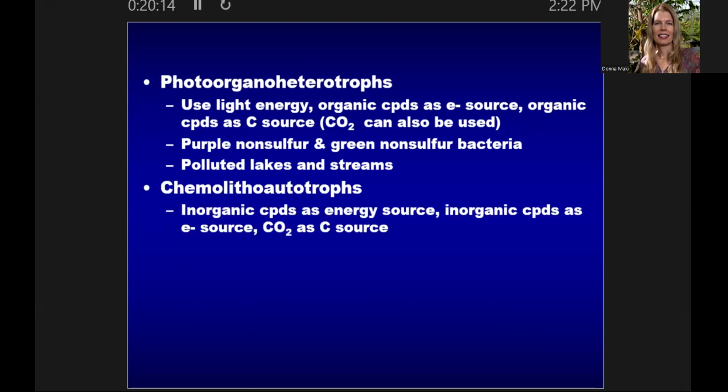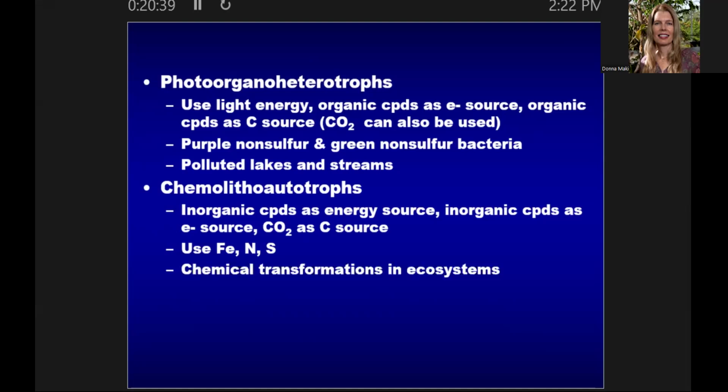And then chemolithoautotrophs: chemicals for their energy, inorganic for their electrons, and then auto means they can take in CO2. A lot of chemolithoautotrophs also love to strip electrons off of iron, nitrogen, sulfur. Those are favorites, but there are others.